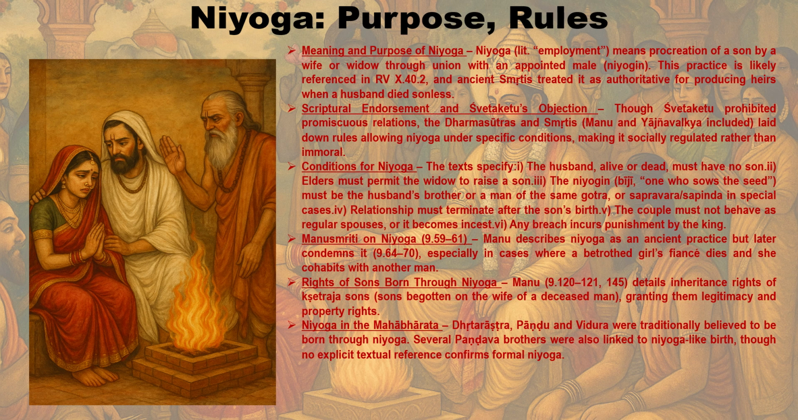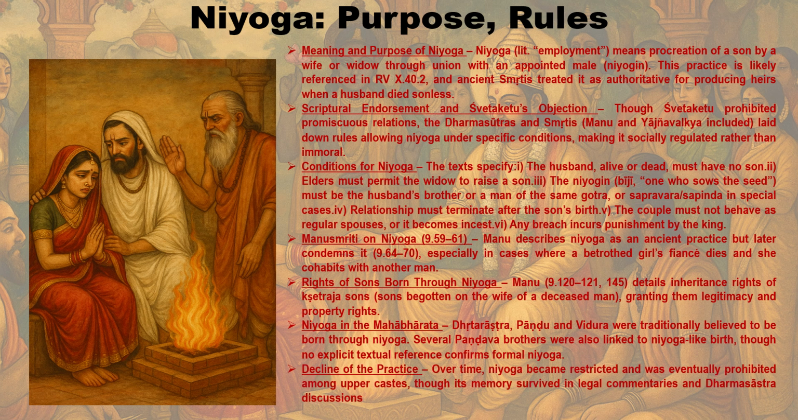Dhritarashtra, Pandu, and Vidura were traditionally believed to be born through niyoga. Several Pandava brothers were also linked to niyoga-like birth, though no explicit textual reference confirms formal niyoga. Over time, niyoga became restricted and was eventually prohibited among the upper castes, though its memory survived in legal commentaries and Dharmashastra discussions.